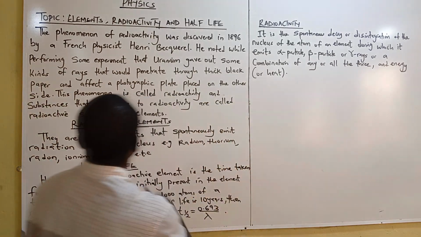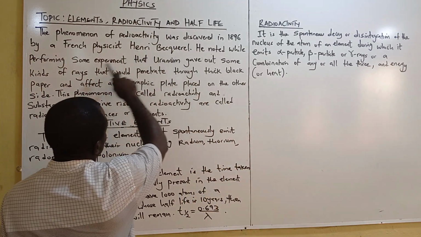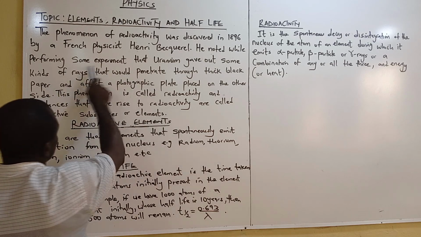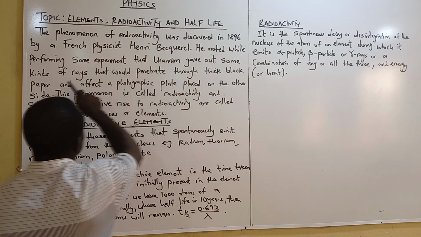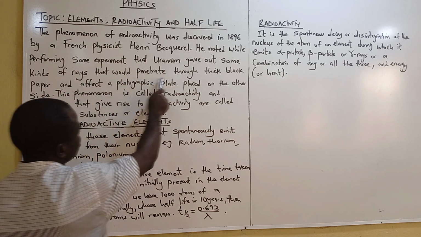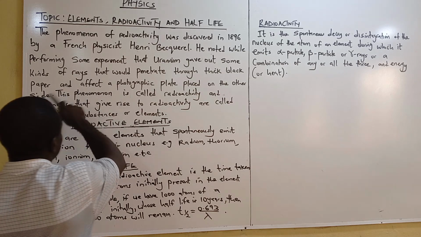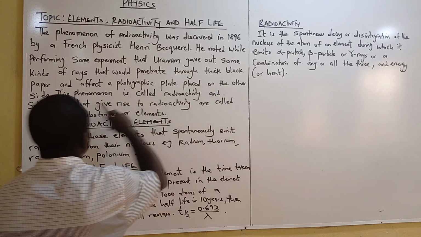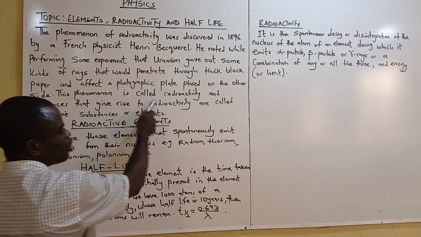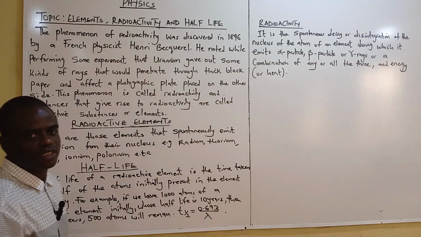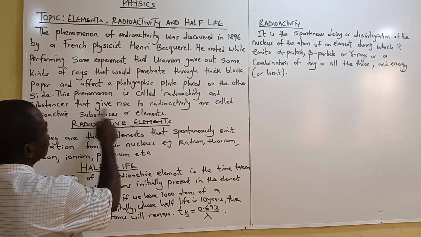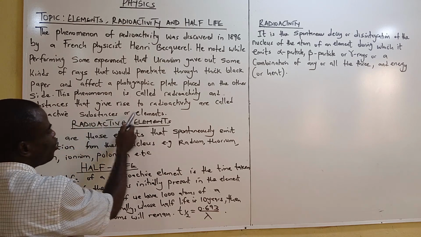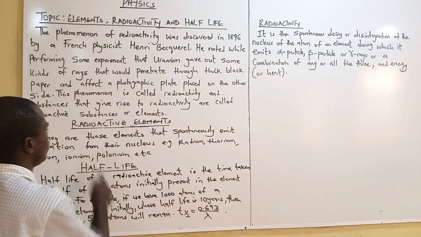Okay, let's see. The phenomenon of radioactivity was discovered in 1896 by French physicist Henri Becquerel. He noted while performing some experiment that uranium gave out some kinds of rays that would penetrate through thick black paper and affect a photographic plate placed on the other side. This phenomenon is called radioactivity. And substances that give rise to radioactivity are called radioactive substances or elements.